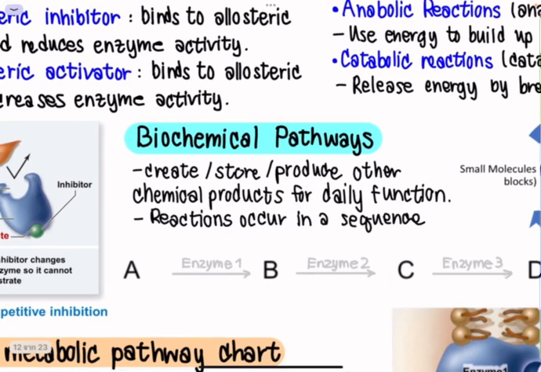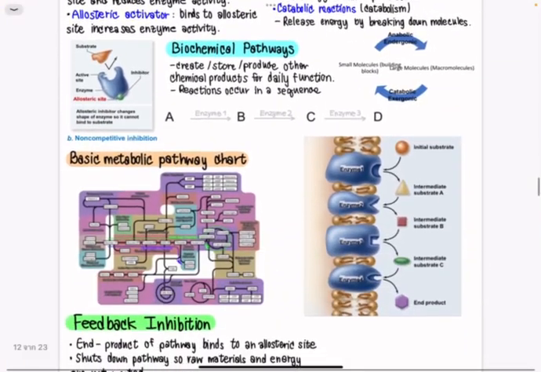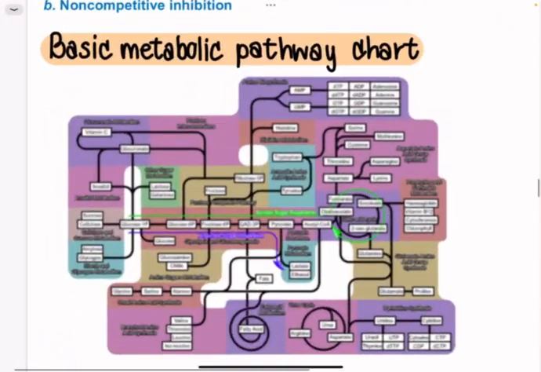Biochemical pathway. It is a chemical reaction that creates, stores, or produces other chemical products for daily function. Reactions occur in a sequence. The product of one reaction is the substrate for the next reaction. This is a basic metabolic pathway chart.